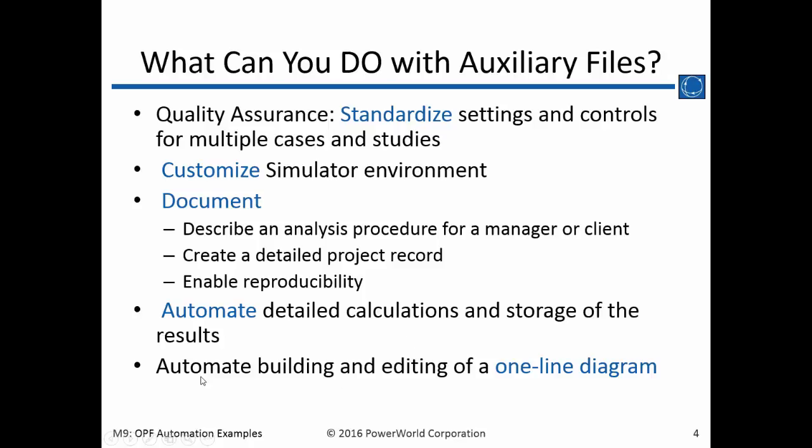There's also an auxiliary file format for one-line diagrams. It's a text file format, just like the auxiliary file, and it can be used to describe features and objects on a one-line diagram. So you could programmatically generate one of these and then create or modify a one-line diagram with the text file.